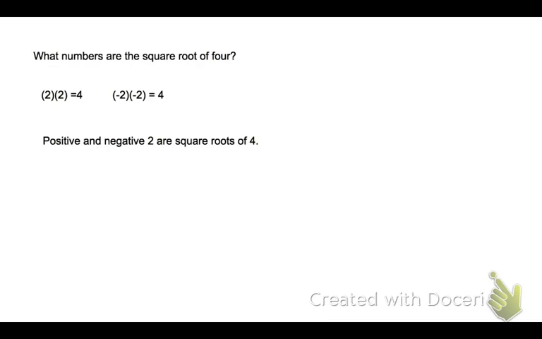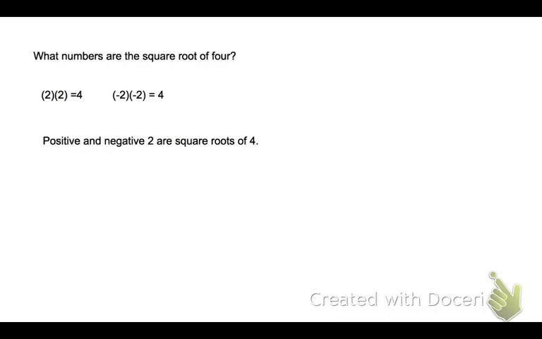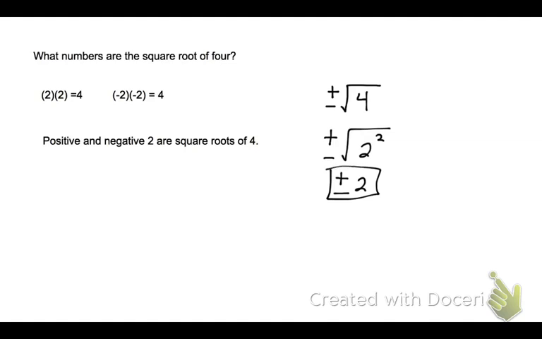And to show this same idea using mathematical notation, it would look something like this. It would look like the positive and negative square root of 4. And since we know that 4 is 2 squared, this must mean that positive and negative 2 are both roots of 4. So we have this notation.